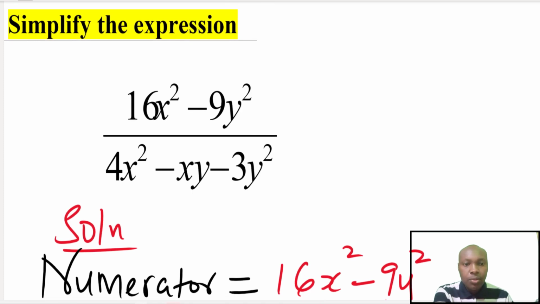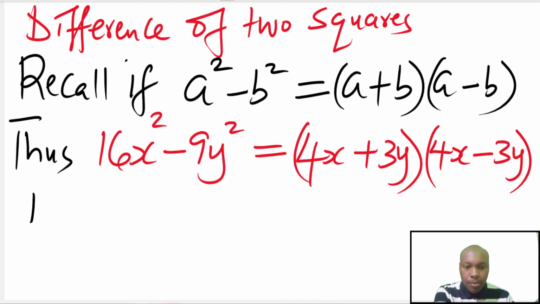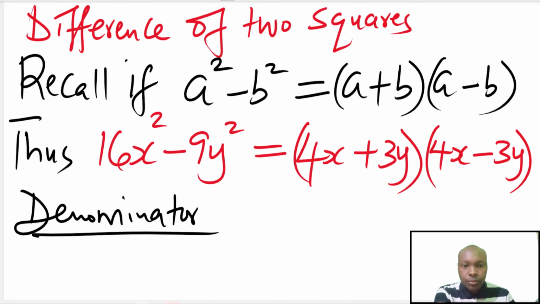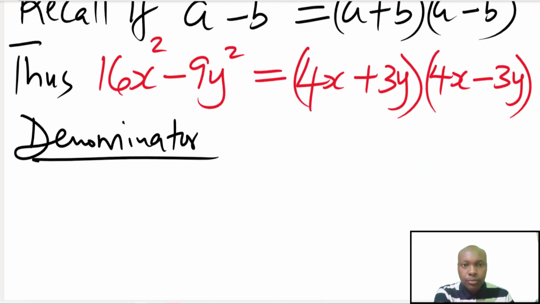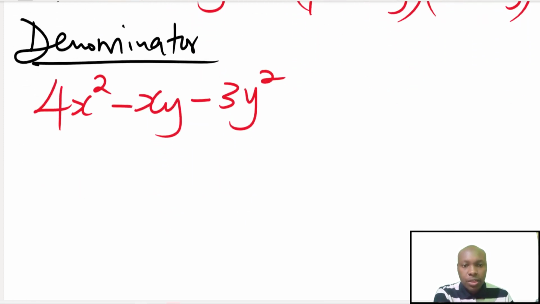The denominator is 4x squared minus xy minus 3y squared. So it is 4x squared minus xy minus 3y squared. The same way, we need to factorize this expression in order to have it in the simplest form. So how do we factorize this expression?